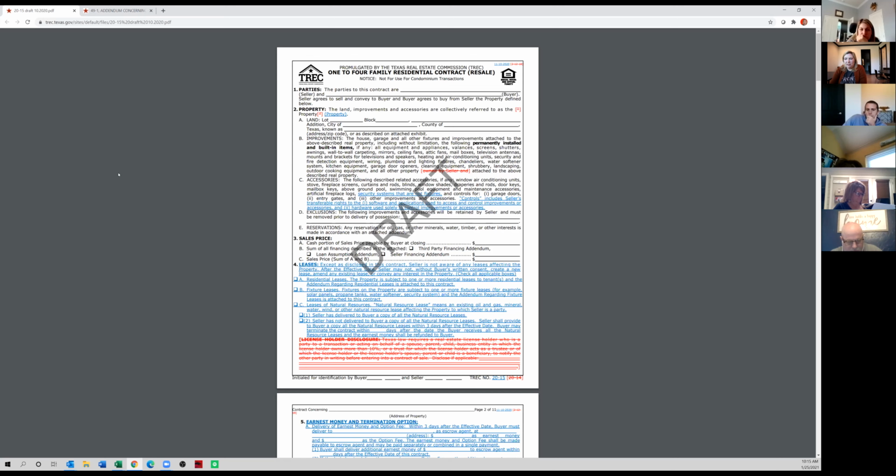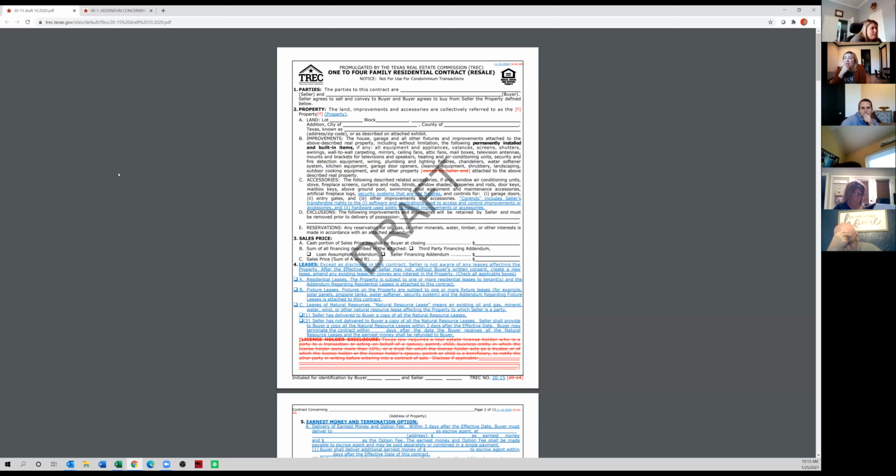Either A, residential leases, where it says this property is subject to one or more residential leases to tenants, and the addendum regarding residential leases is attached to the contract. Paragraph B, fixture leases. Fixtures on the property are subject to one or more fixture leases, for example, solar panels, propane tanks, water softeners, security systems, and the addendum regarding fixture leases is attached to this contract. Or C, leases of natural resources. Natural resource lease means an existing oil and gas, mineral, water, wind, or other natural resource lease affecting the property to which the seller is a party.